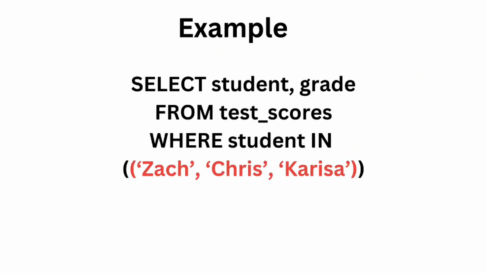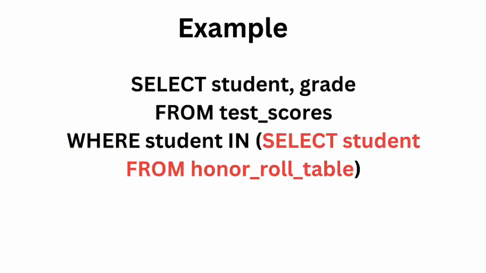For example, let's say Zach, Chris, and Carissa are the students in the honor roll. And then, after that subquery is done executing, we can say, select the student and their grade from test scores, where a student is in this list of students. So note here, this seems to follow along very similar to a join, but sometimes, especially for complex queries, it's easier to think of them as a subquery.